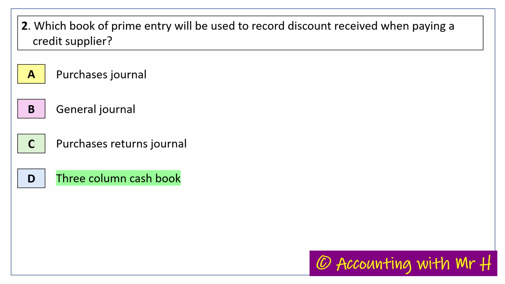Question two, hopefully was relatively straightforward because remember in the three-column cash book, we have the discount allowed and discount received columns, and therefore that has to be the answer.